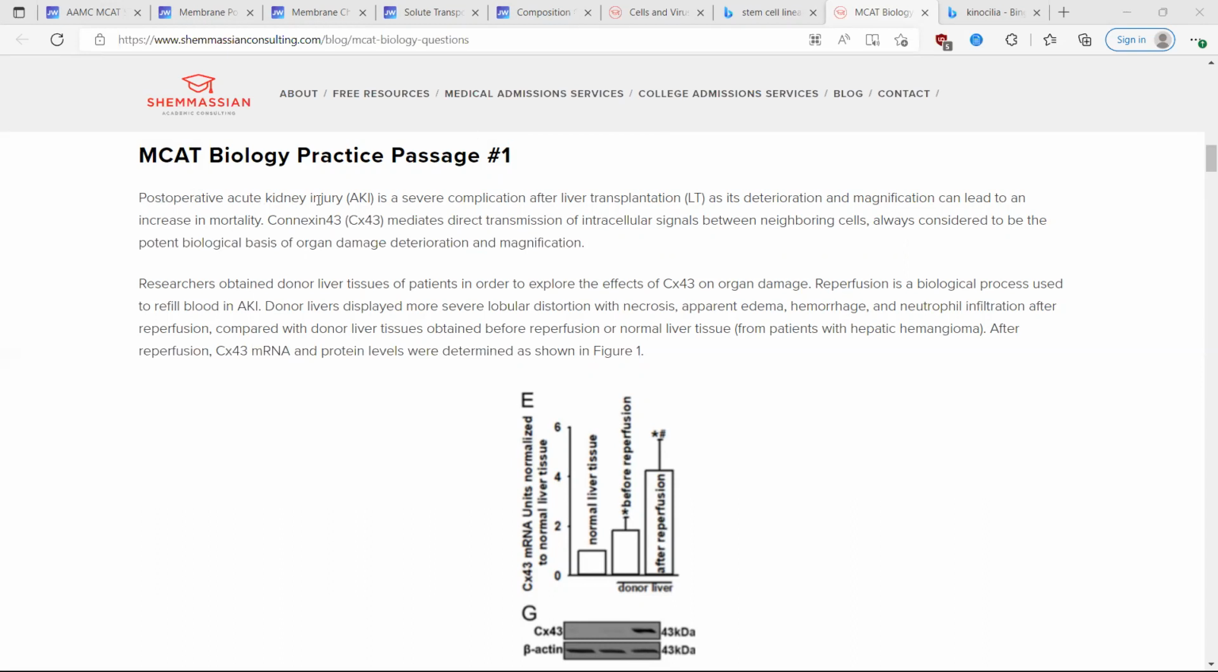Postoperative acute kidney injury, AKI, is a severe complication after liver transplantation, as its deterioration and magnification can lead to an increase in mortality. Connexin 43 mediates direct transmission of intracellular signals between neighboring cells, always considered to be the potent biological basis of organ damage, deterioration, and magnification.